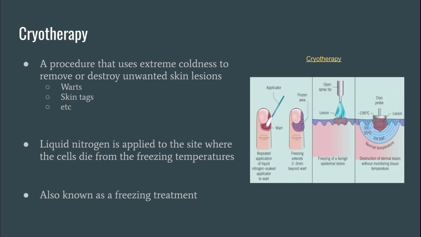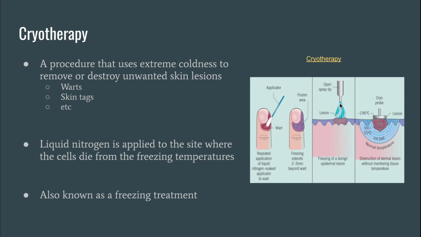Lastly, we have cryotherapy. Cryotherapy is a procedure or treatment that uses extreme coldness to reduce inflammation or destroy abnormal tissues and cells. This can be done by applying cold to a certain area. This is known as a local treatment, or it can also be done as a systemic treatment, in which the entire body or certain parts of the body are exposed to extreme cold air. As far as the local treatment, liquid nitrogen would be applied to the site, where the cells die, and the freezing temperature gets rid of those abnormal cells and tissue.